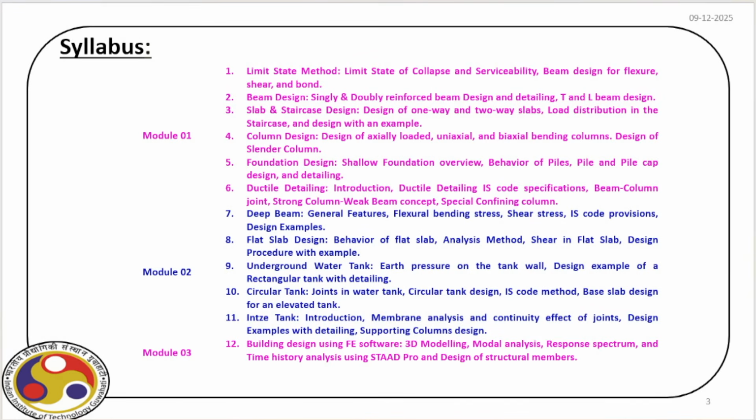Now let us go through the syllabus of this course. It is subdivided into three different modules. The first module will start with the basic concept of the limit state method, followed by different structural components, for example, beam, slab, staircase, column, foundation, and the module will end with ductility detailing as per Indian codal provisions. In the second module, we'll focus on different spatial structural elements, for example, deep beam, flat slab, and different types of water tanks that very often we encounter.